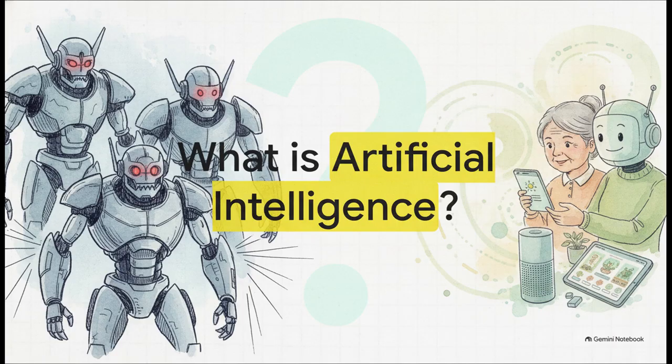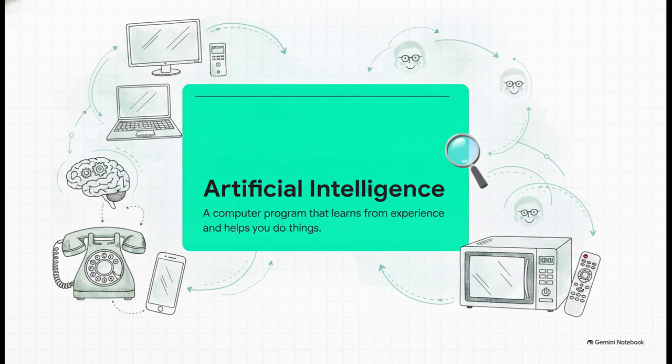But I promise you, the reality is incredibly simple, entirely safe, and surprisingly helpful for your day-to-day life. It's really not something to be feared. Actually, it's something to welcome as a super convenient resource. The real definition is beautifully straightforward. Artificial intelligence is simply a computer program that learns from experience and helps you do things. That is literally it.